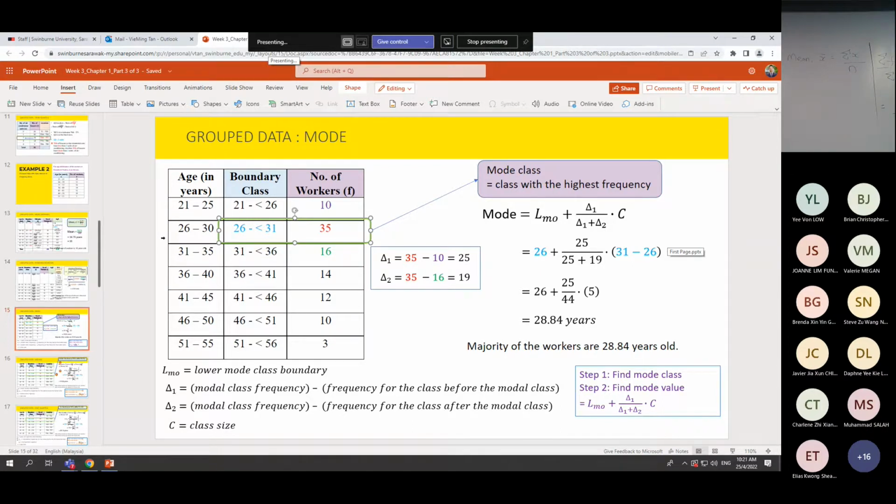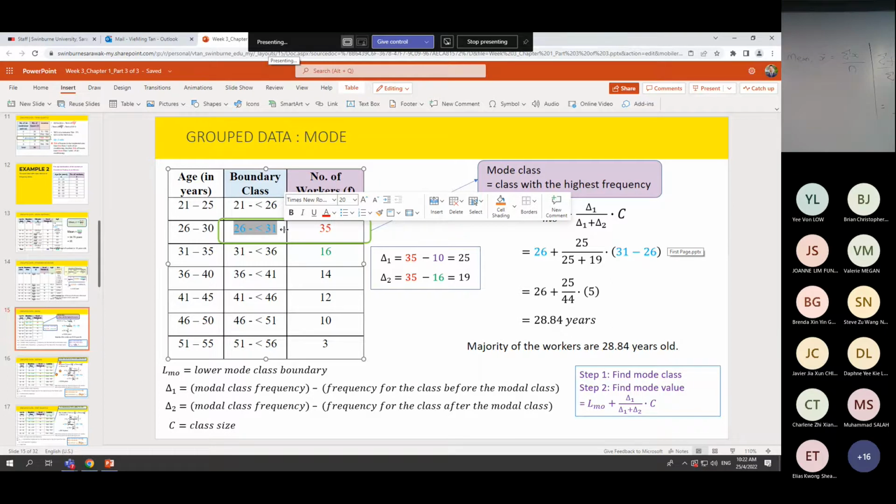If the second class is the mod class, then what is the mod value? The mod value should be between 26 but less than 31. Then what is the exact mod value? The problem is we don't know the exact mod value because the classes are given in interval form. If that's the case, we have to use a formula, but we know that it's within 26 to less than 31.